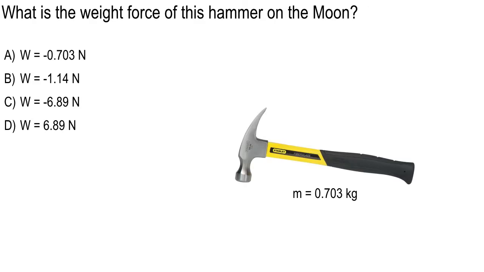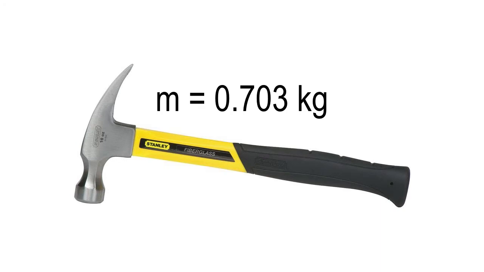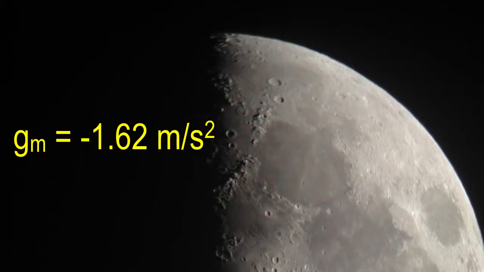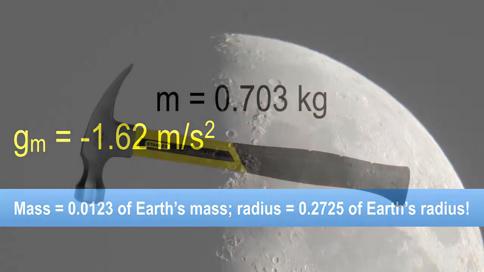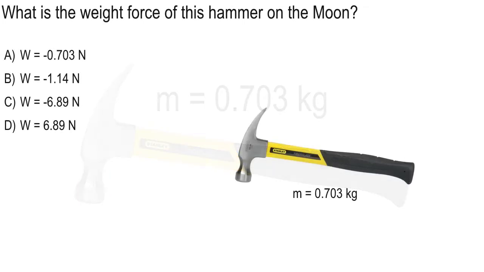This one? mg. Okay, the mass was 0.703 and the g is negative 1.62. So negative 1.62 times 0.703 gets you 1.14 newtons. Now on Earth, that would be about 7 newtons of weight force. So it's a little bit smaller up on the moon.